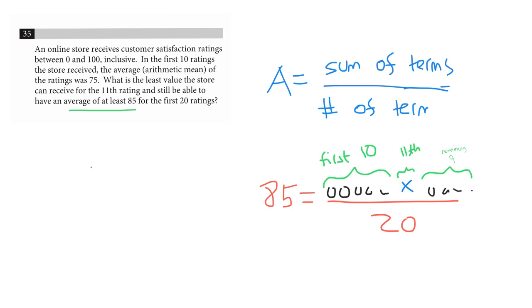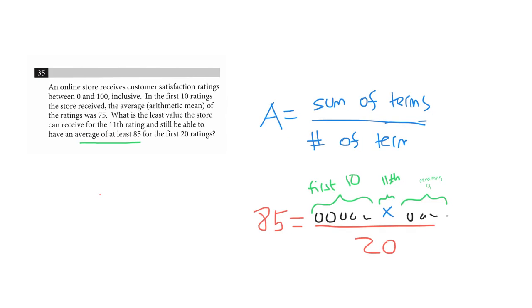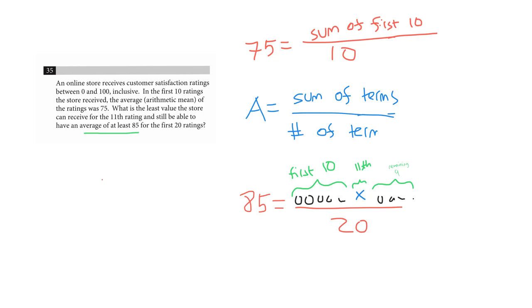And how could we do that? Well, we could do that because they gave us this clue. In the first 10 ratings the store received, the average was 75. So as it pertains to the first 10, here's the average formula. The average was 75. We divided by 10 in order to get that. And then we just say sum of first 10, right? Again, we're not going to be able to find out what each rating is, but we can certainly find out what the sum of the first 10 is. The way that you could do that is, of course, by multiplying both sides of the equation by 10. And that would cancel out that 10 that's in the denominator.